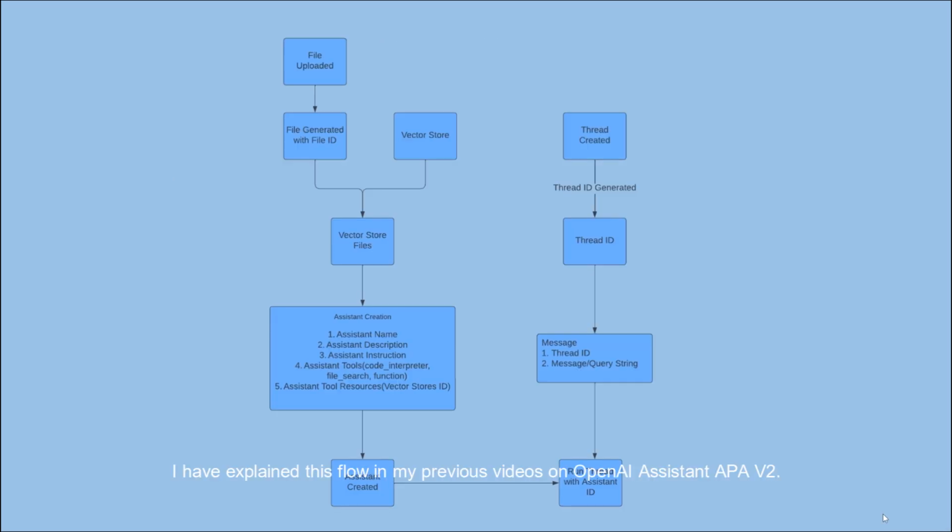I've explained this flow in my previous videos on OpenAI Assistant API V2. If you have any confusion, I would suggest you check out that video. I will provide the link of that video in the description. The only thing I want you to focus on is the right side of the flow where we run the thread with the assistant. So we create a thread, add a message to the thread and run the thread with the assistant. When the run is successful, the assistant adds the response to the same thread.